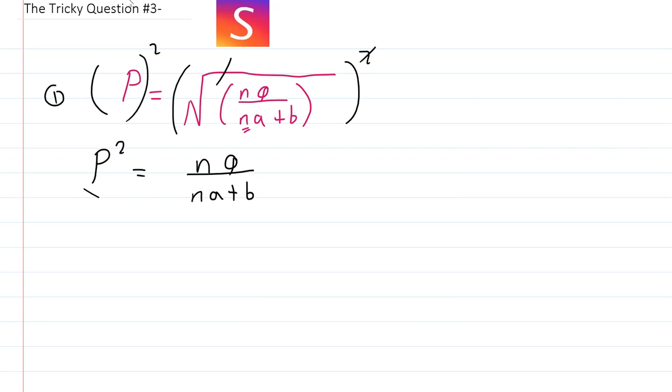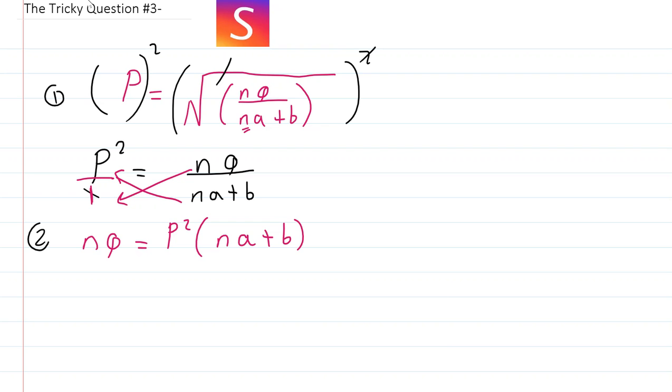The second step: now I want to cancel the fraction. How am I going to cancel the fraction? This is divided by 1, so by cross multiplication as I told you, I have here nq times 1 is nq, equal to b squared times na plus b. Okay, now I want n, but I have n on both sides. So I want to expand the bracket. It will be the third step.